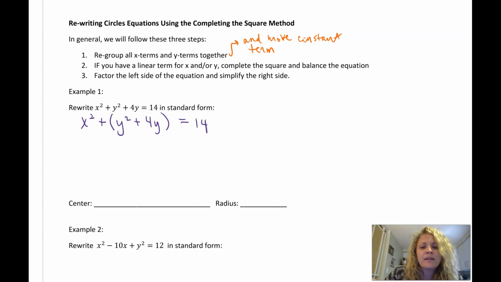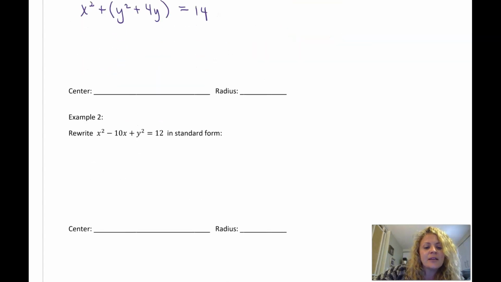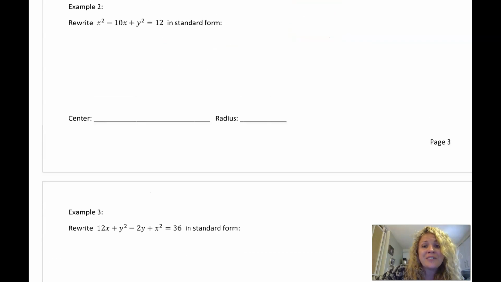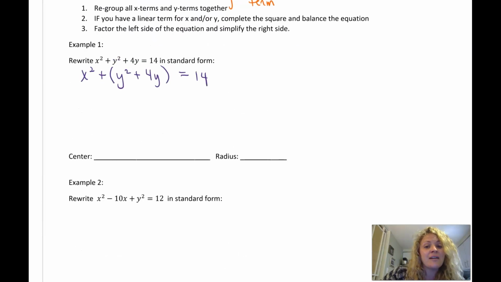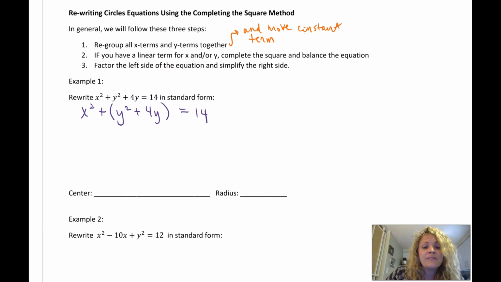So I said move the constant to the other side. As I'm looking at these three examples, the constant's already over there. But if this was equal to 0, for example, we would move the 14 to the other side. All right, so now the only step where we have to complete the square is this part, the y squared plus 4y part.